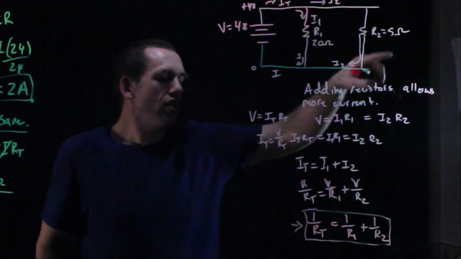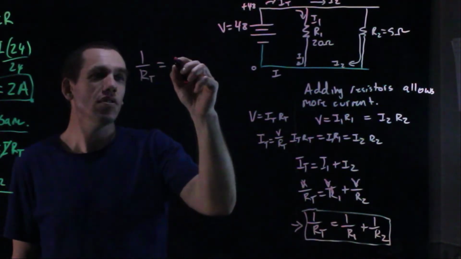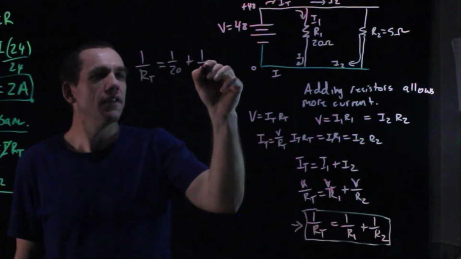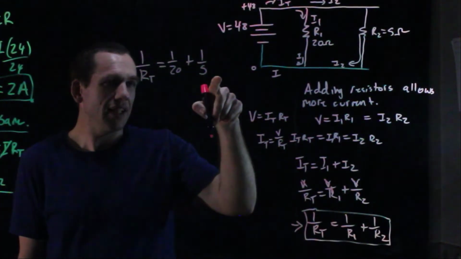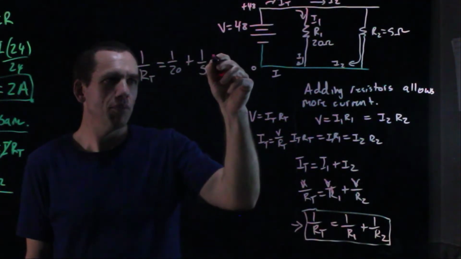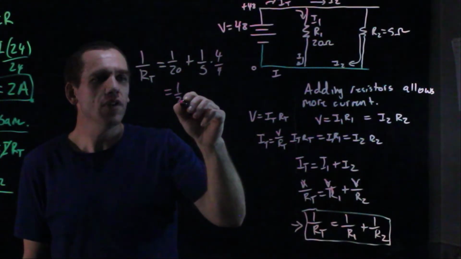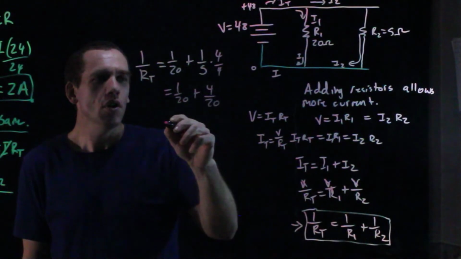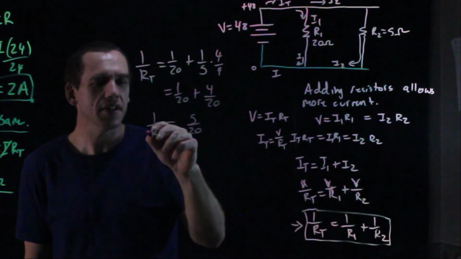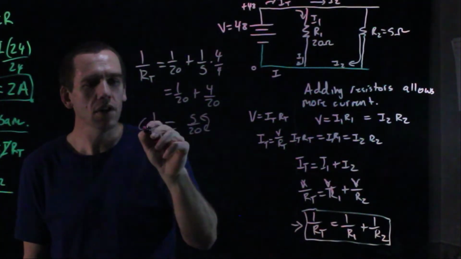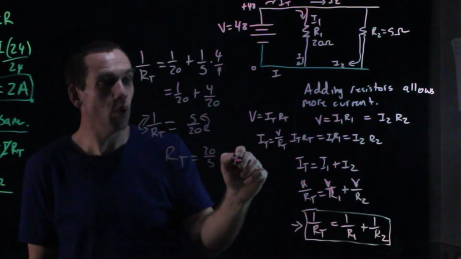Okay, so if I want the total resistance of this circuit, what I can say is 1 over the total resistance is equal to 1 over 20 plus 1 over 5, because those are the individual resistances of the resistors. And remember, to add fractions, we need a common denominator. I'm going to multiply both top and bottom by 4, which gets me 1 over 20 plus 4 over 20, which is 5 over 20. But this is not total resistance, this is 1 over total resistance, so I'm just going to flip both sides over, so I actually get total resistance. Total resistance is 20 over 5, which equals 4 ohms.